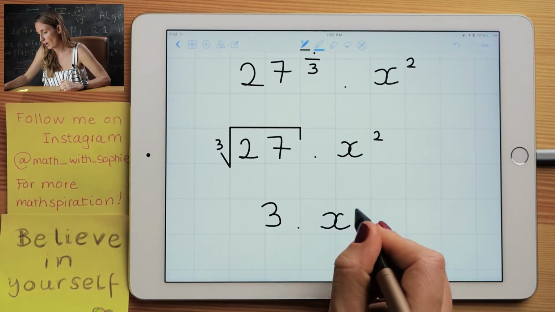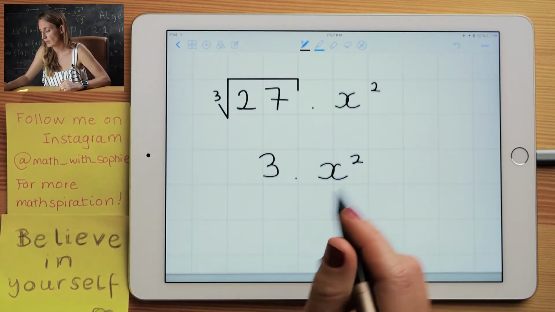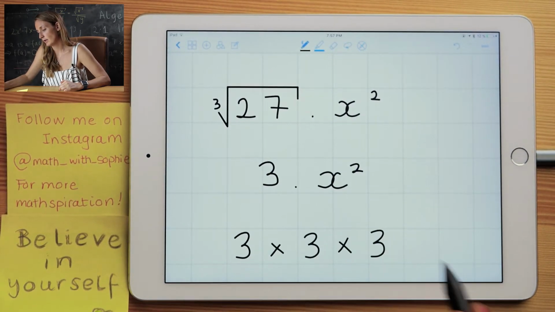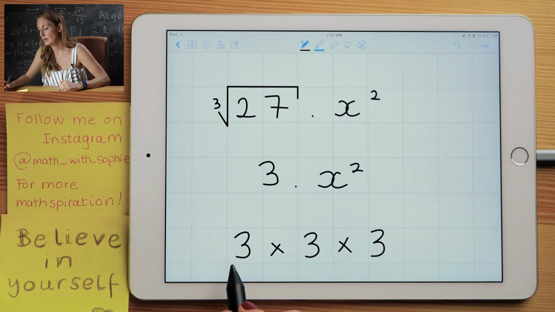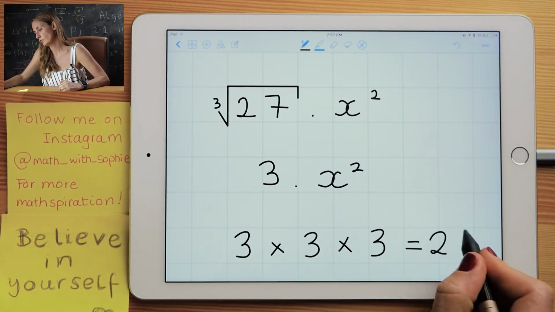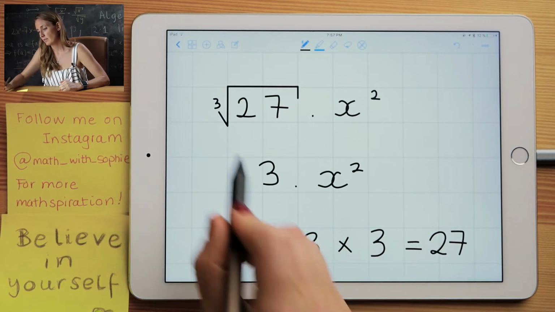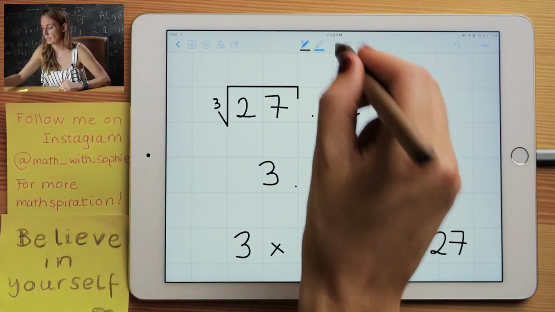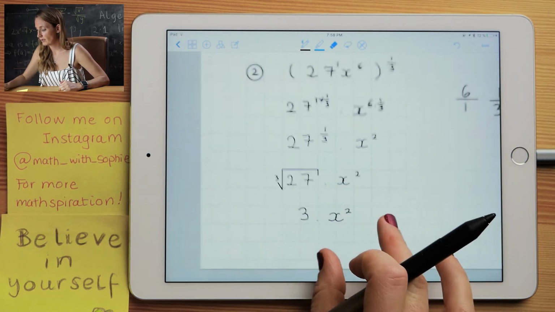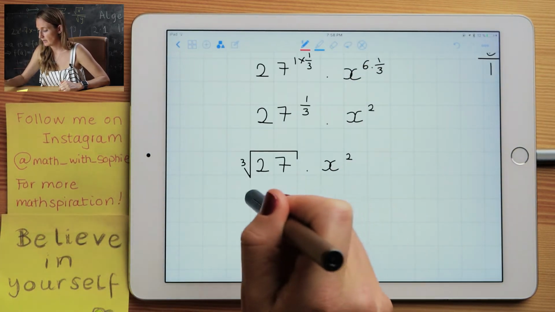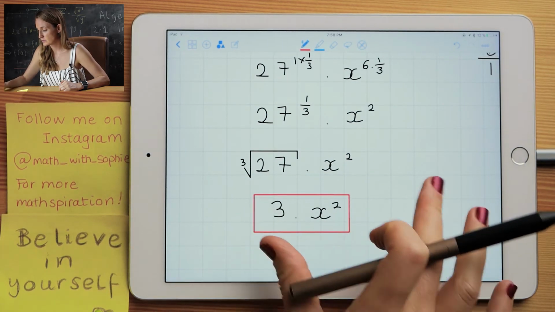And the reason why the cube root of 27 is 3 is because 3 times 3 times 3: 3 times 3 is 9, 9 times 3 is 27. So if 3 cubed is 27, then the cube root of 27 has to be 3. So our final answer from the second question is 3x squared.